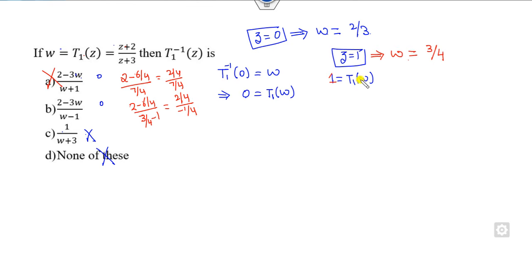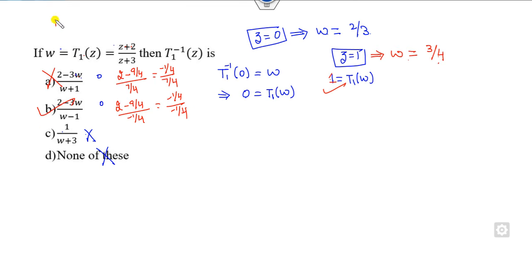So where is the error? When z is 1, it's 3 over 4, fine. Sorry, it's wrong. It's 3w. So it's 2 minus 9 over 4, over 3 over 4 plus 7 over 4. So 8 minus 9 is minus 1 over 4, over 7 over 4. It is not 1. Fine. 2 minus 9 over 4, w minus 1 is minus 1 over 4. So 8 minus 9 over 4 divided by minus 1 over 4 is 1. It's satisfied. This is the right answer of this problem.